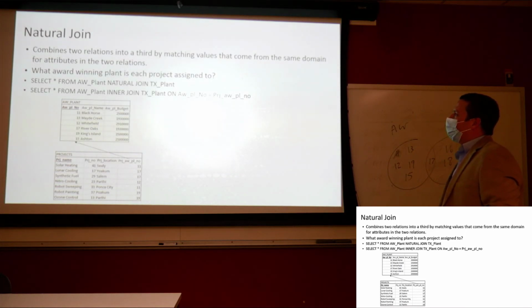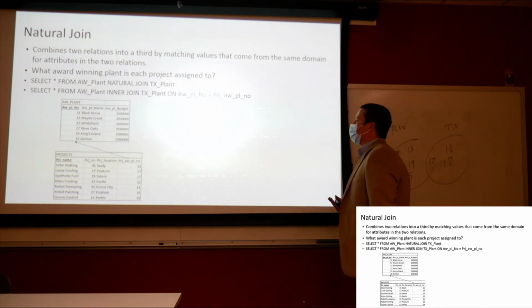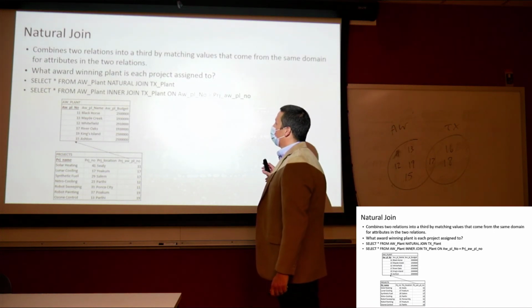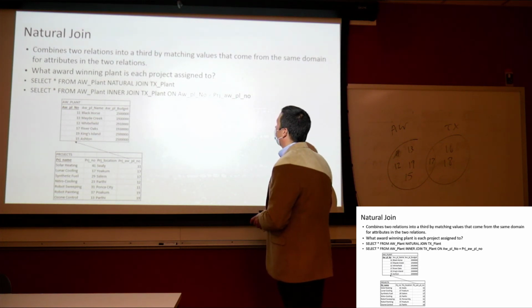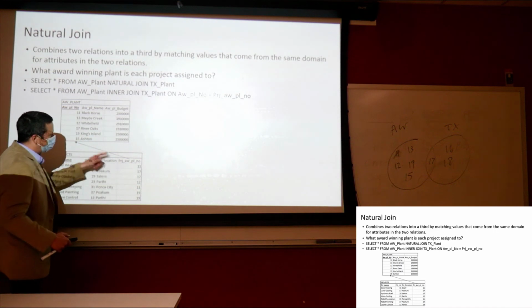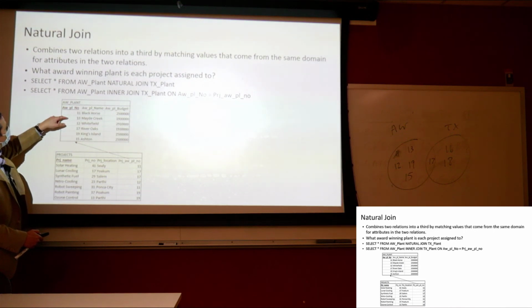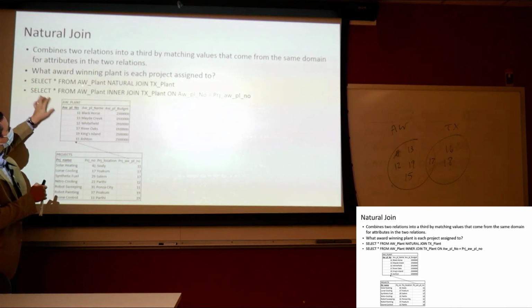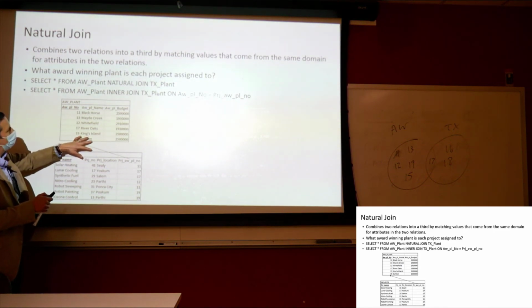And then I believe the final thing that we are talking about tonight, oh, and good thing too, is the natural join. And we're going to talk a lot about different types of joins as we get further into class. But the natural join is going to combine two relations to create a third relation in memory that contains values that come from the set of attributes in both of the relations. So when we have this foreign key relationship establishing the relationship between projects and plants, we can say something like select asterisk from AW plant, natural join, Texas plant, and there are some rules about how the attributes have to be named for a natural join.